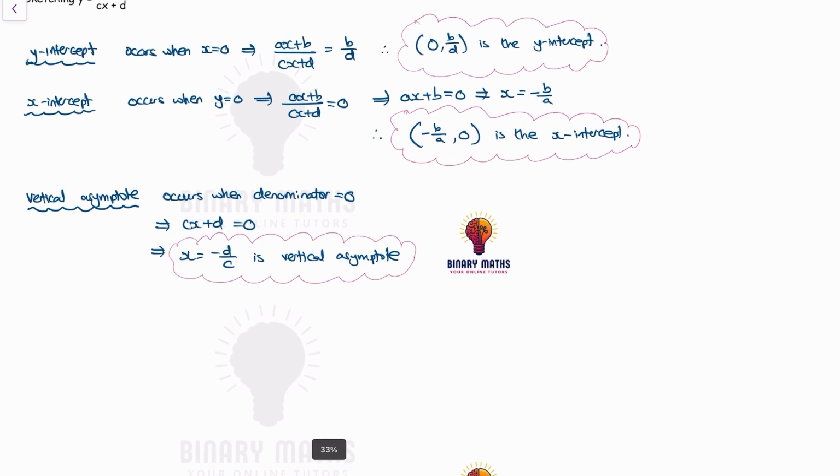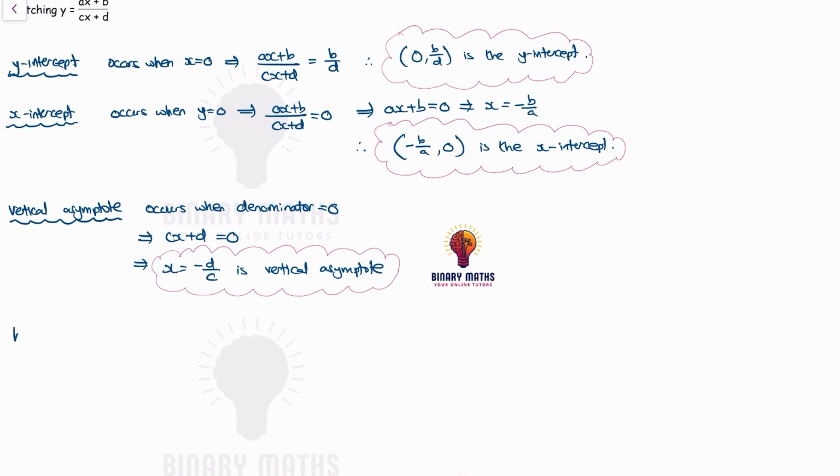Okay, next one is the last one that we need to know, which is the hardest one, the horizontal asymptote. So this occurs when x gets closer and closer to positive and negative infinity. So what happens when x gets closer and closer, so a very big positive number or a very big negative number? Then the limit as x tends to positive or negative infinity of (ax + b)/(cx + d).